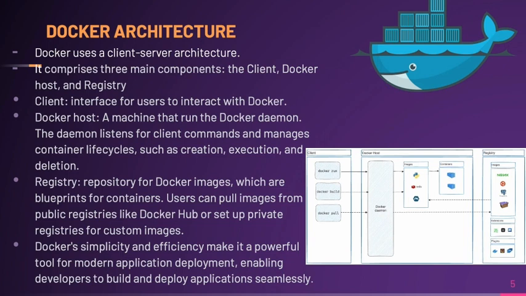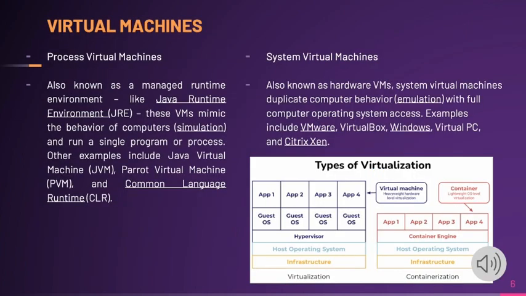And lastly, we have the registry. The registry is the repository for Docker images. It is also known as the blueprints for containers. Users can pull images from public registries like Docker Hub or set up private registries for custom images. So Docker's simplicity and efficiency make it a powerful tool for modern application deployment, enabling developers to build and deploy applications seamlessly.